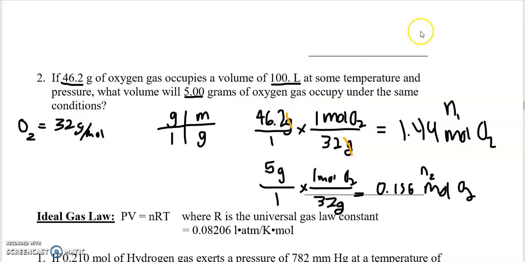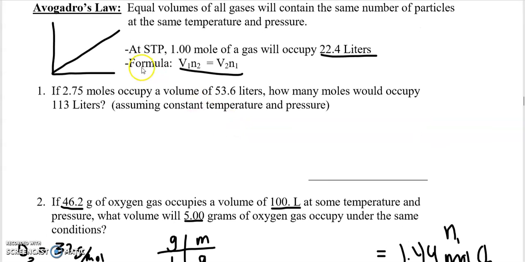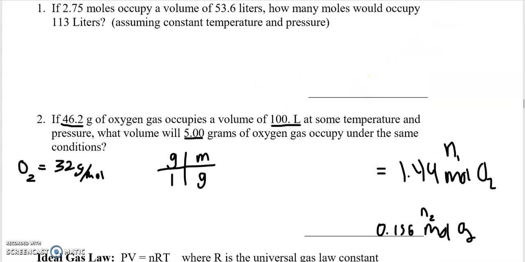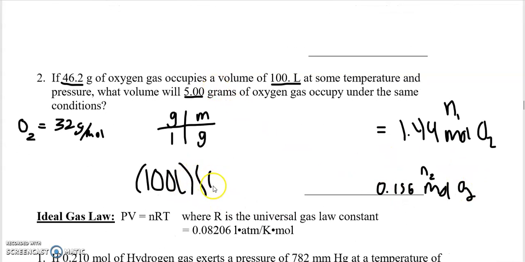We have a volume. I'm going to get rid of some space here, and we're going to do some problem solving. So again, our equation is going to be V1 N2 equals V2 N1. So we're taking the first volume amount, 100 liters, multiplying by the second N amount, which is this one here, 0.156 moles, equal to some unknown volume, V2, times the first N amount, 1.44.